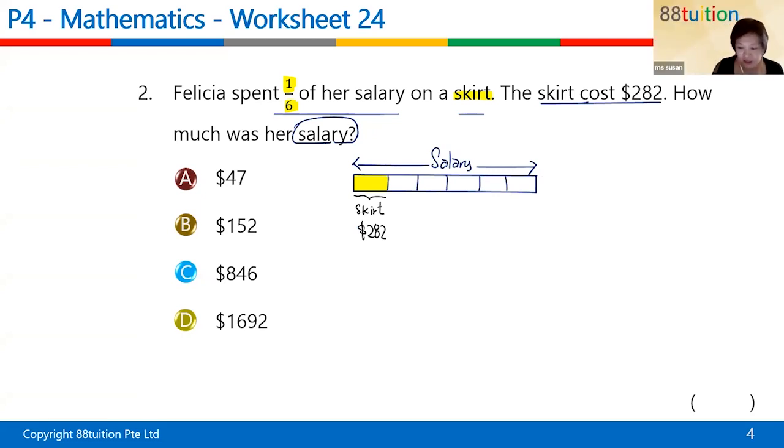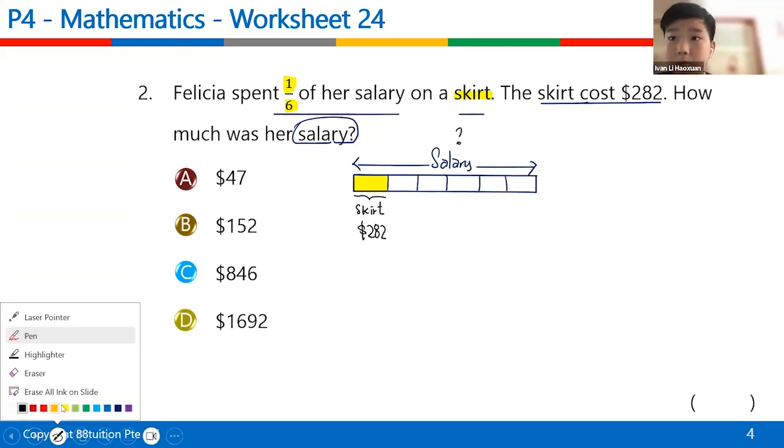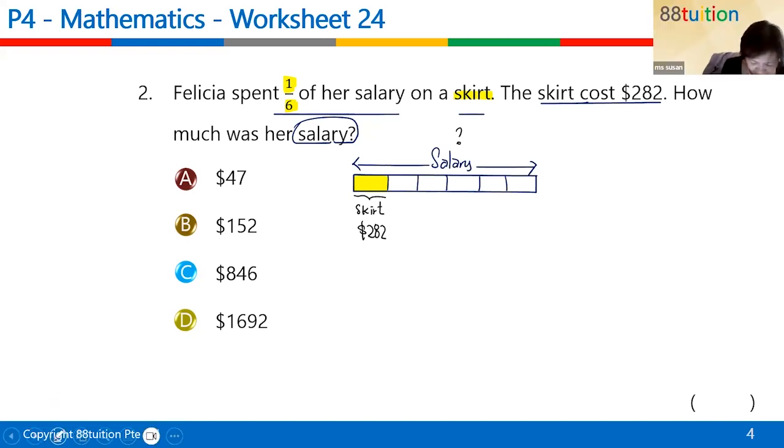Do you know how to find the salary? Any idea? Do you realize all are of the same size? If you look at it, can I say this and this are all the same size? You see here, all the same. I break them into how many parts now? How many parts can you see?